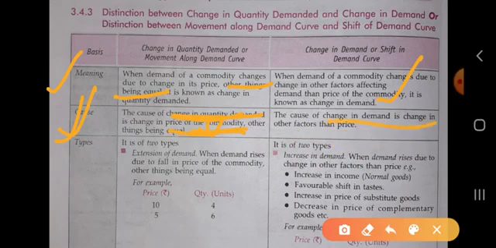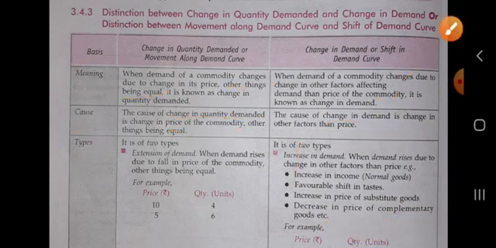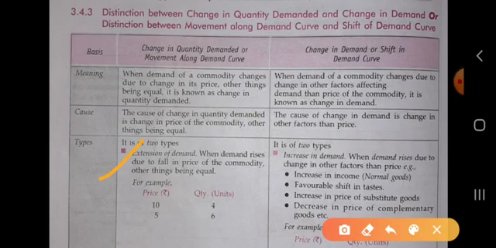Okay, now next is types. Change in quantity demanded is of two types: extension of demand and contraction of demand. And change in demand is of two types: increase in demand and decrease in demand. So let's study what is extension of demand. It is when demand rises due to a fall in the price of a commodity, other things being equal.